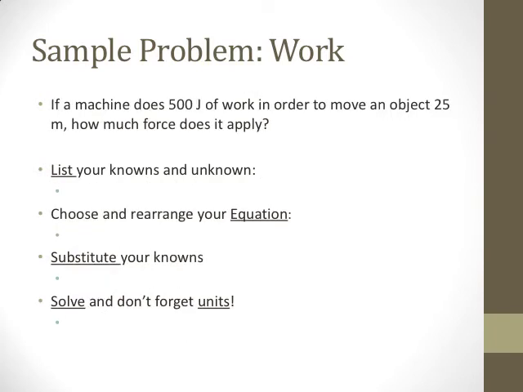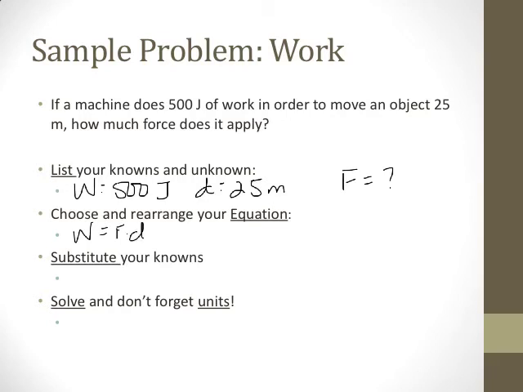So, another sample problem. If a machine does 500 joules of work in order to move an object 25 meters, how much force does it apply? So, our knowns. We know that work is equal to 500 joules. We know that the distance is 25 meters. And then what it's asking for is force. Alright? Our equation is work equals force times distance. But we want to find force. So how are we going to move that distance? We're going to divide both sides by D. So force is equal to work divided by distance.